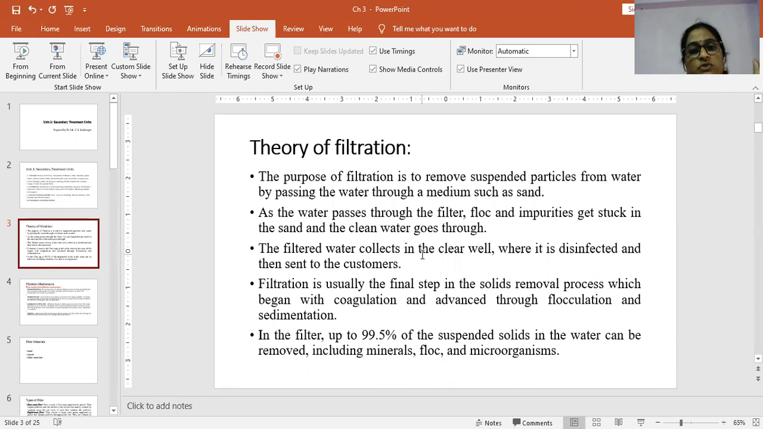Now in the filtration process, there is usually a simple sand bed. There are multiple different types of filter media we can use, which we are going to discuss further. But usually sand is the filter media that can be used.